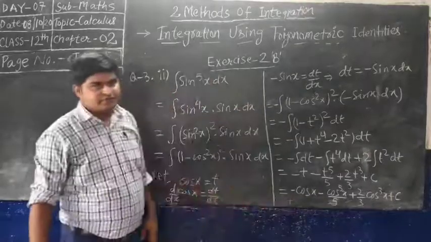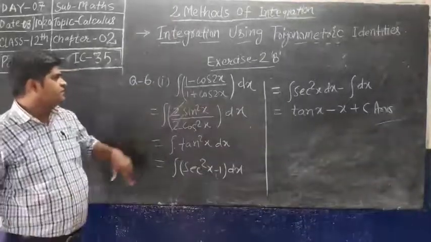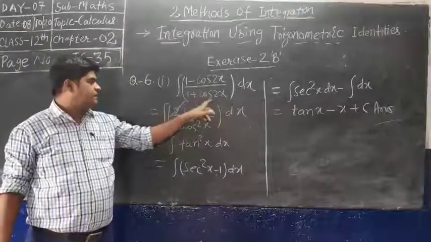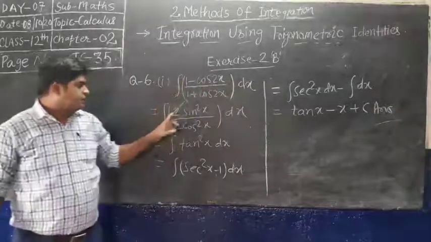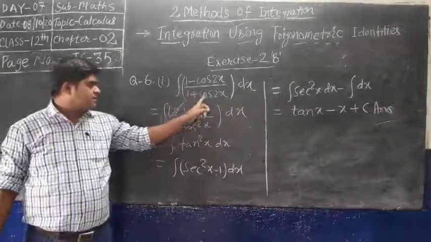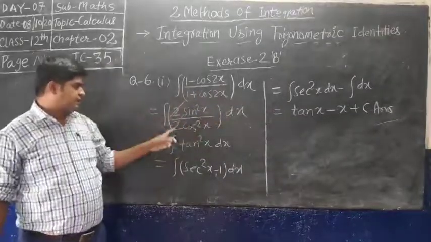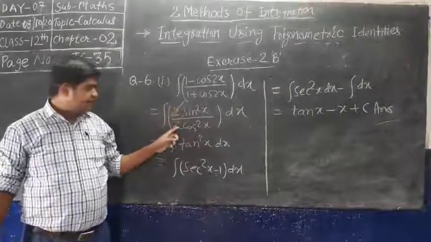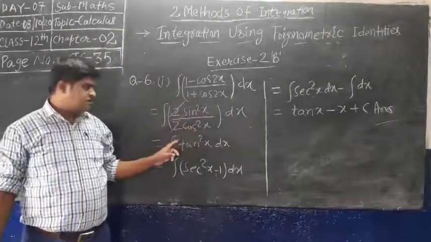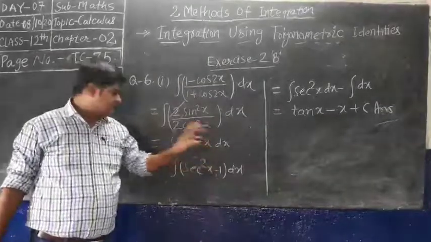Let us see the next question. Students, see question number 6. We have to find the integration of (1 minus cos 2x) by (1 plus cos 2x) dx. You know 1 minus cos 2x is equal to 2 sin square x and 1 plus cos 2x is equal to 2 cos square x. 2 cancels out. Then you have to find the integration of sin square x by cos square x. Sin by cos is tan, so you have to find the integration of tan square x dx.